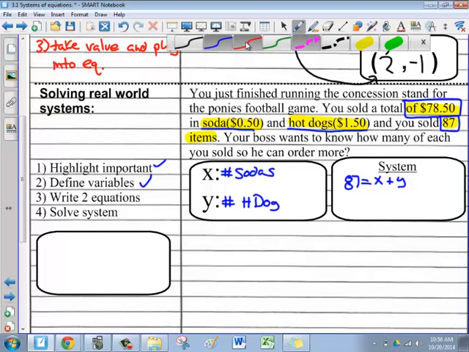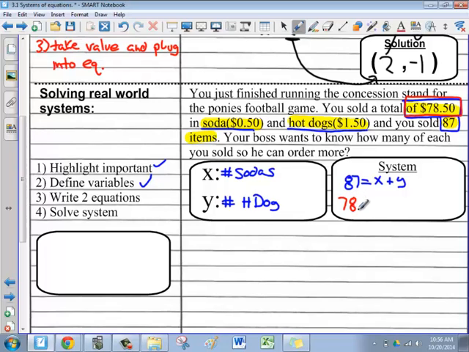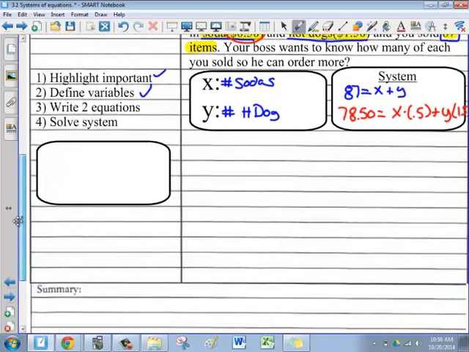Now, the next one's a little bit trickier. You know you made $78.50 off of all this, so I like to start with that. I made $78.50. Well, that's equal to how many sodas I sold times 0.5, because each soda was 50 cents, so times 0.5, plus how many hot dogs I sold times 1.5. That's 1.5 right there. And here we go. Here are two equations, and now we can go about solving this one system.